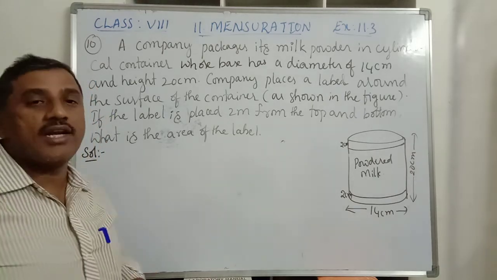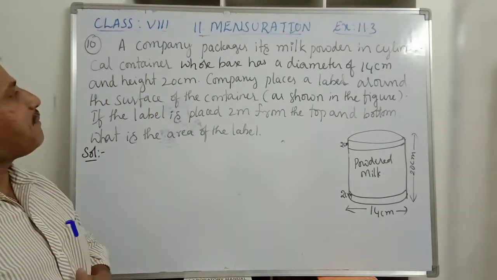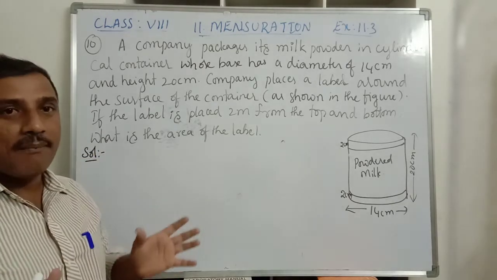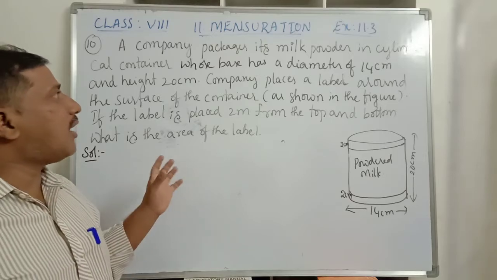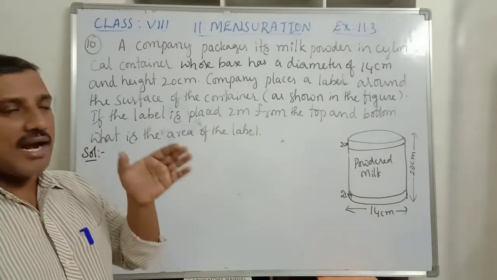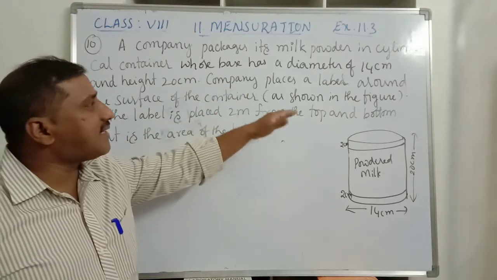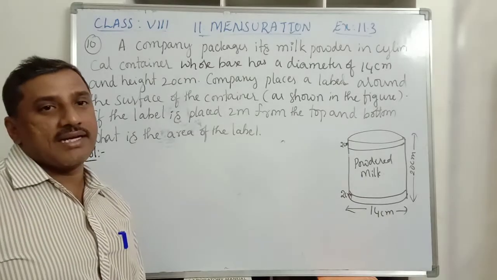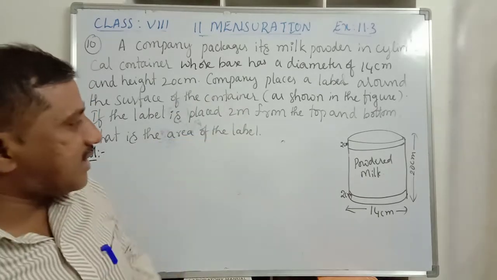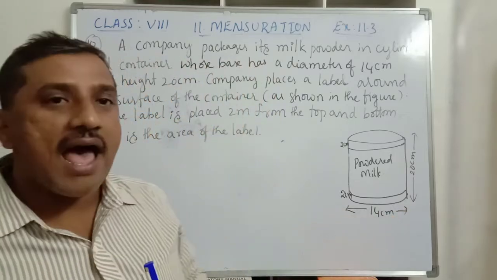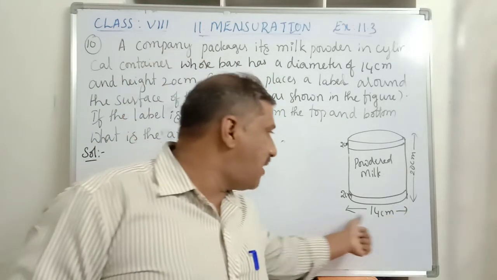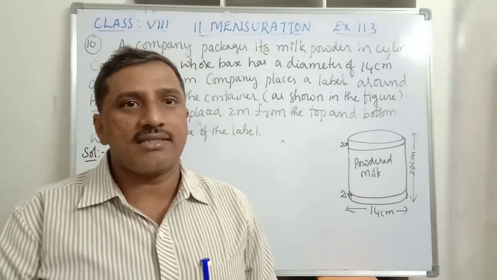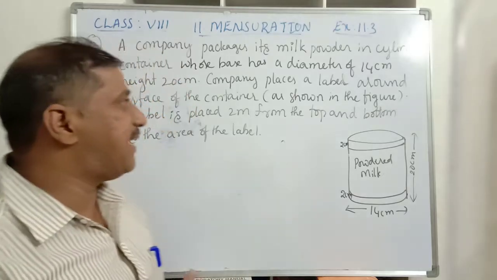Now we will discuss question number 10. A company packages its milk powder in cylindrical containers. So it is a milk products company. It packages its milk powder in cylindrical containers whose base has a diameter of 14 centimeters and a height of 20 centimeters. So the container height is 20 centimeters and its base diameter is 14 centimeters. If the diameter is 14 centimeters, then what will be the radius? The radius will be half of the diameter, which is 14 by 2, that is 7 centimeters.